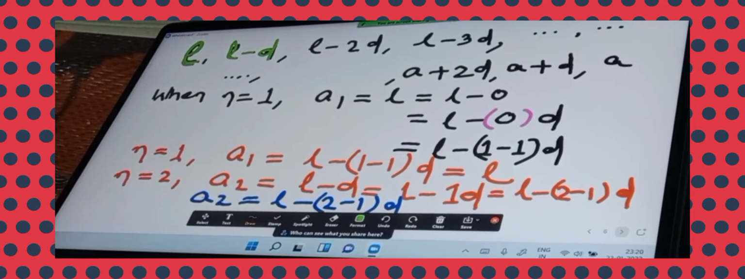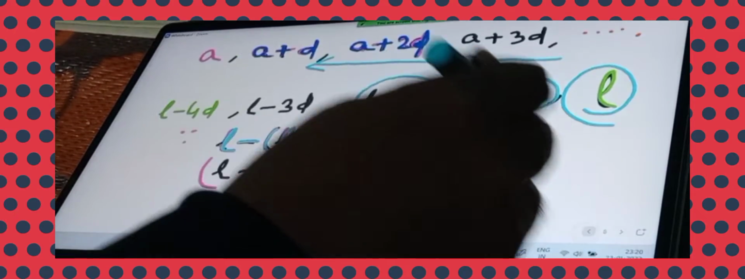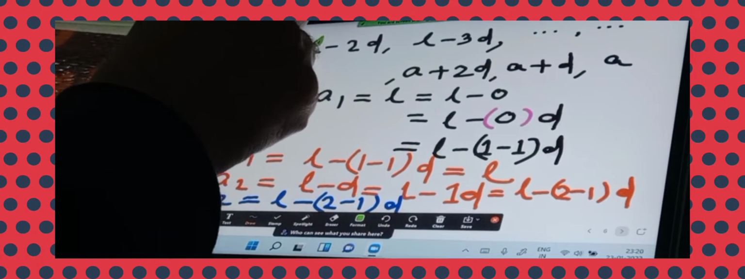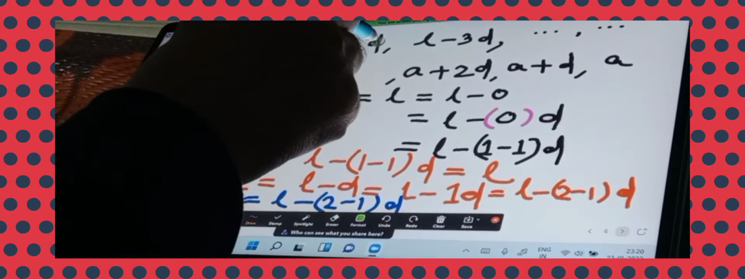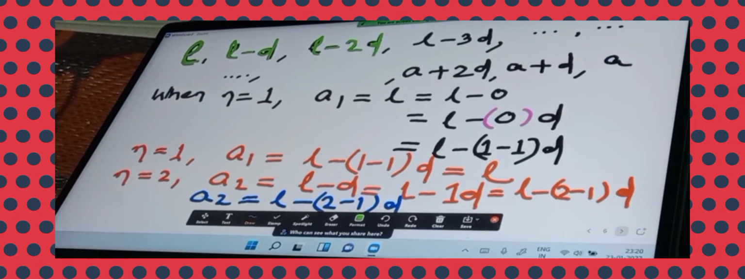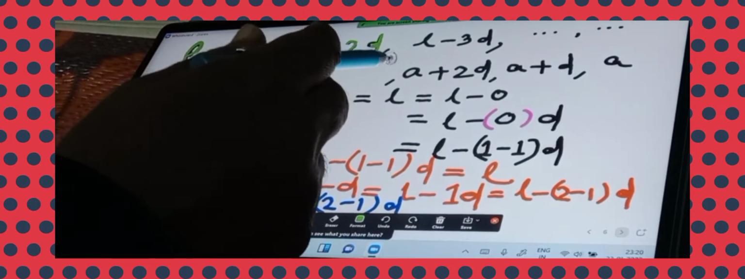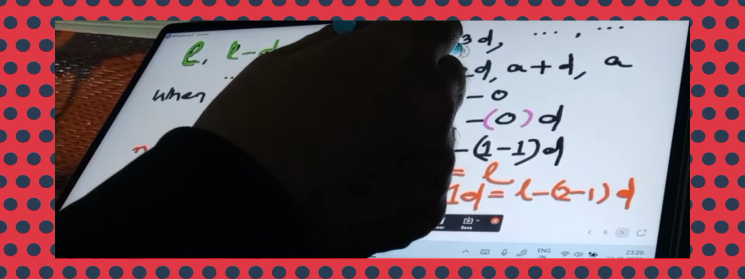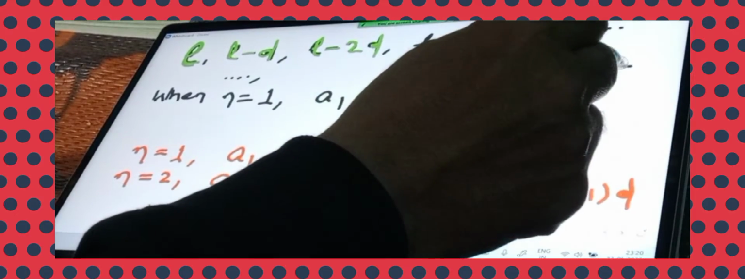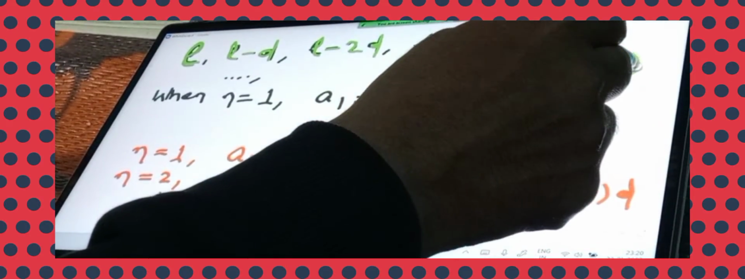L minus D. Yes. Similarly, its previous term is L minus 2D. In the same process, you can write also L minus 2D. So this process continues. So it will be L minus D, L minus 2D, similarly L minus 3D. Same process, in a similar manner if you proceed, it will be A plus 2D, A plus D, and finally it will be A.